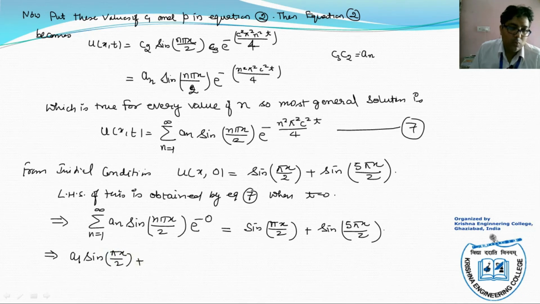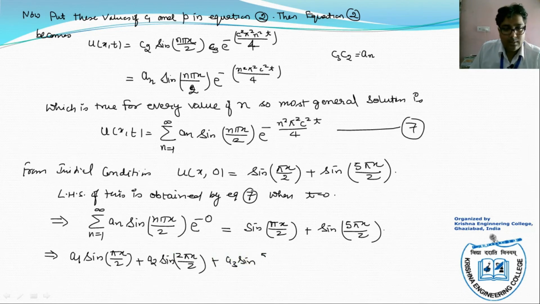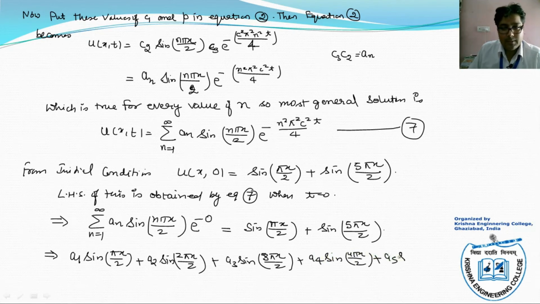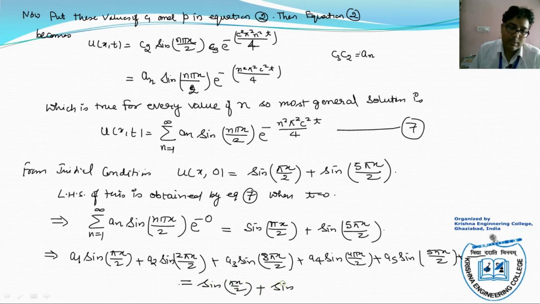Plus a2 sine 2 pi x by 2. Clear? Plus a3 sine 3 pi x by 2 plus a4 sine 4 pi x by 2 plus a5 sine 5 pi x by 2 and so on up to infinity. And RHS is sine pi x by 2 plus sine 5 pi x by 2.